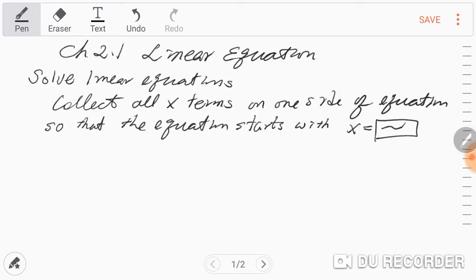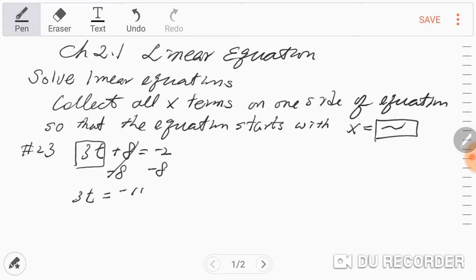This is example number 23 in the textbook, page 53. The equation is 3t plus 8 equals negative 2. Already the t term, the variable term, is on the left-hand side. So we have to remove plus 8 to the right. The opposite of positive 8 is negative 8, so we subtract 8 from each side. Then 3t equals, this one cancels out, negative 10.